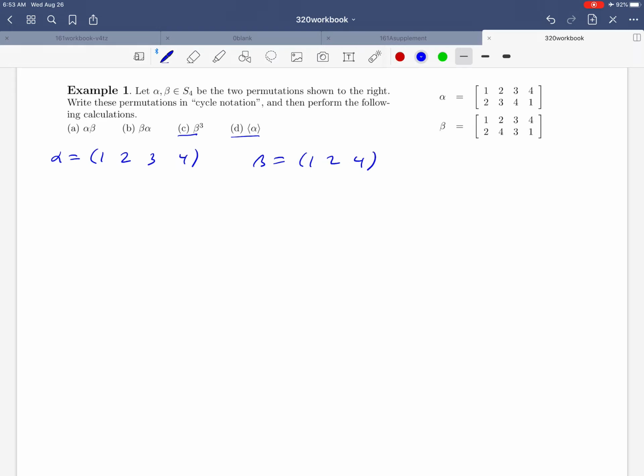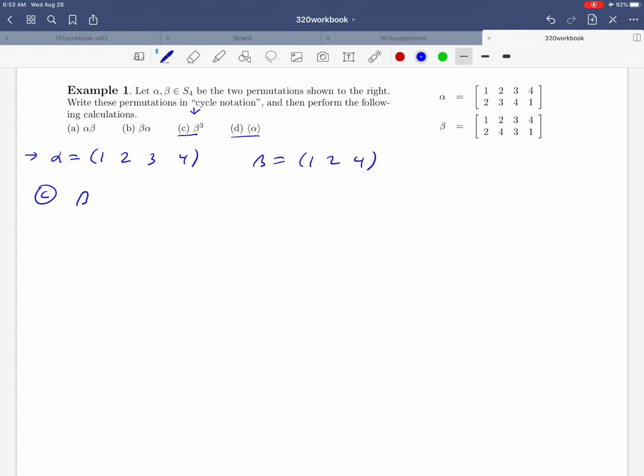Okay, so let's start by recalling what this problem was all about. We were talking about two particular permutations in S4, alpha and beta. We wrote those in cycle notation, and we're going to continue to use those cycle representations. In part C, they'd like us to calculate beta cubed. And remember what the operation in our group is: it's function composition. So beta cubed really represents repeated composition of the permutation beta with itself.